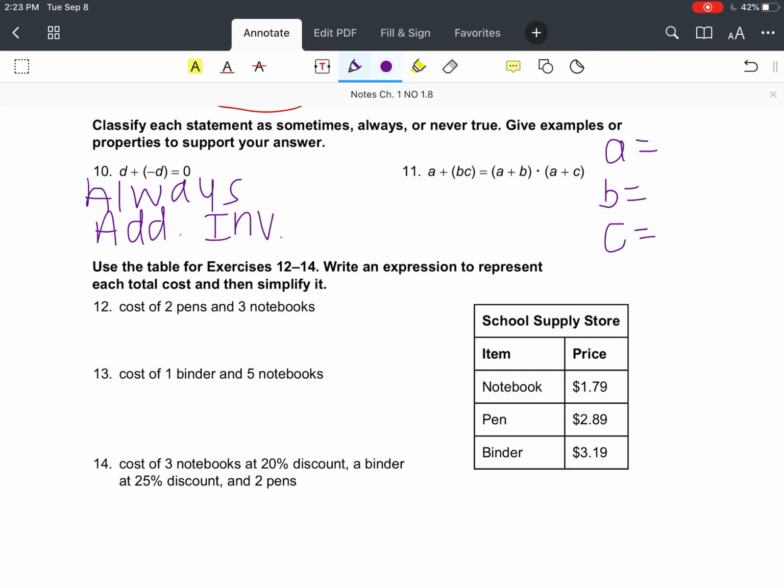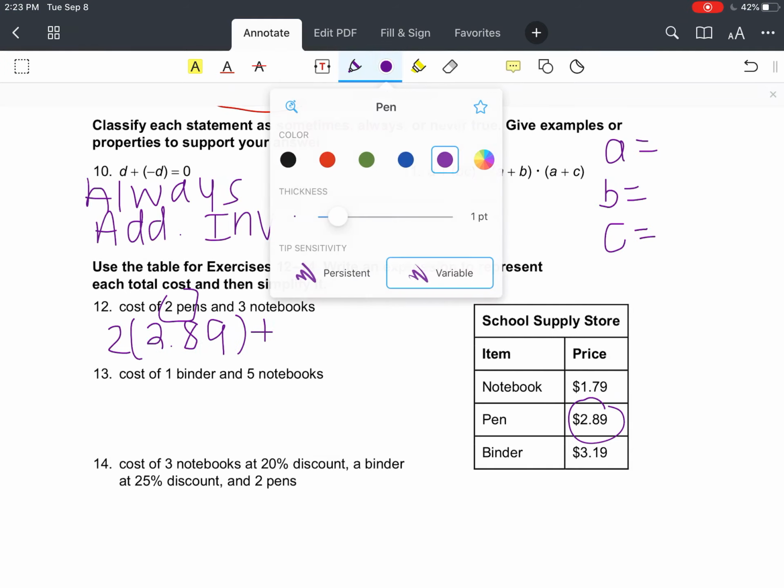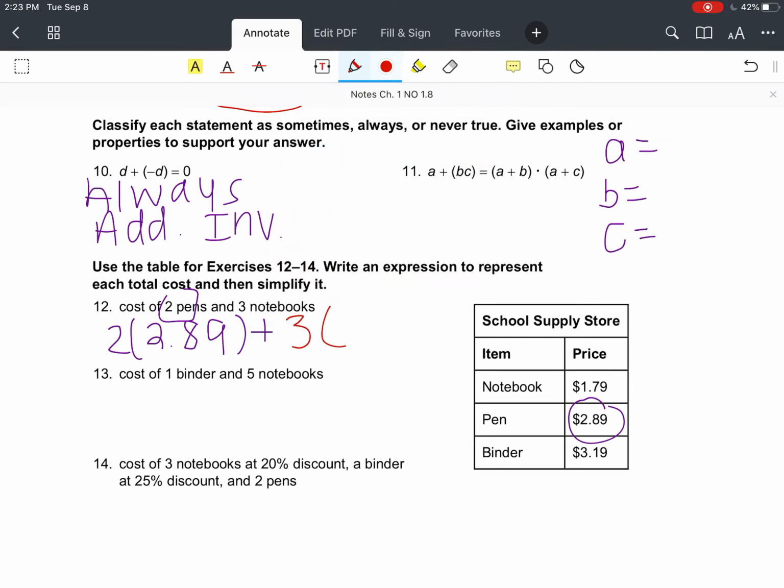All right, last examples here, exercises 12 through 14. Write an expression to represent each total cost and then simplify it. So for number 12, the total cost of 2 pens, so I'm going to do 2 times whatever the pen costs, which is $2.89, plus the cost of 3 notebooks. So it's going to be 3 times whatever the notebooks cost, which is $1.79. Multiplying and adding those together, this is going to cost me $11.15.